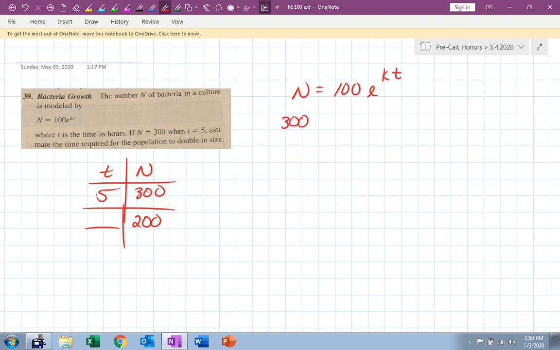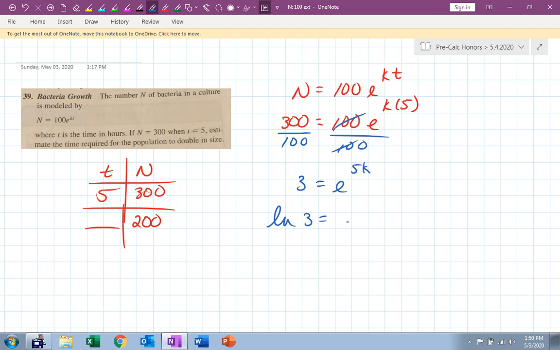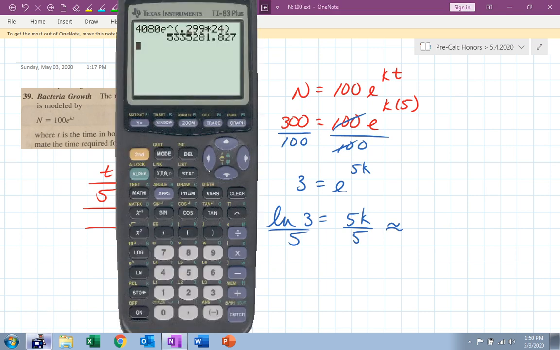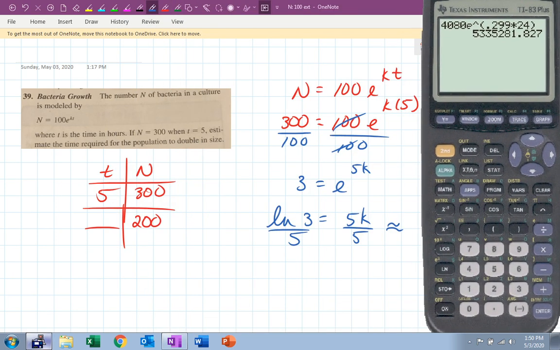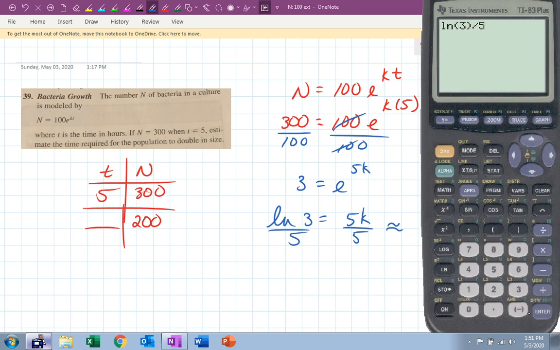So we get 300 equals 100 e to the k times 5. Divide both sides by 100. Then we get 3 equals e to the 5k. Then we ln both sides, so we get the ln of 3 equals 5k. Divide both sides by 5, and we can figure out what our k is. So our k is the ln of 3 divided by 5, which is 0.219. Let's round it up to 0.220.